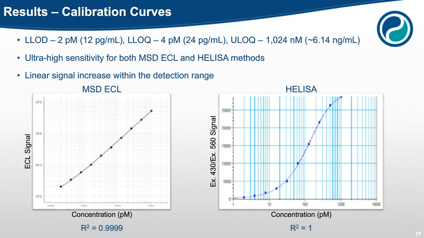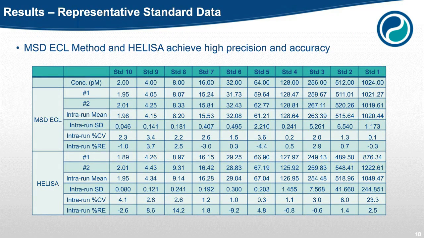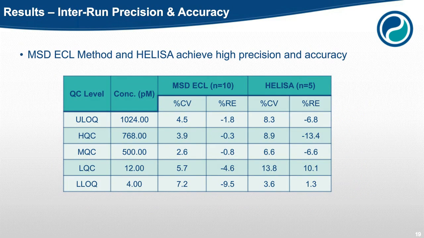As shown by these representative calibration curves, both MSD-ECL and ELISA methods showed very good CV and RE for all the standards. Both methods achieved high precision and accuracy for the standards. We tested 5 QC levels spanning from the LOQ to the ULOQ for inter-run precision and accuracy, and all QC levels met the 20% CV and RE criteria for both methods.